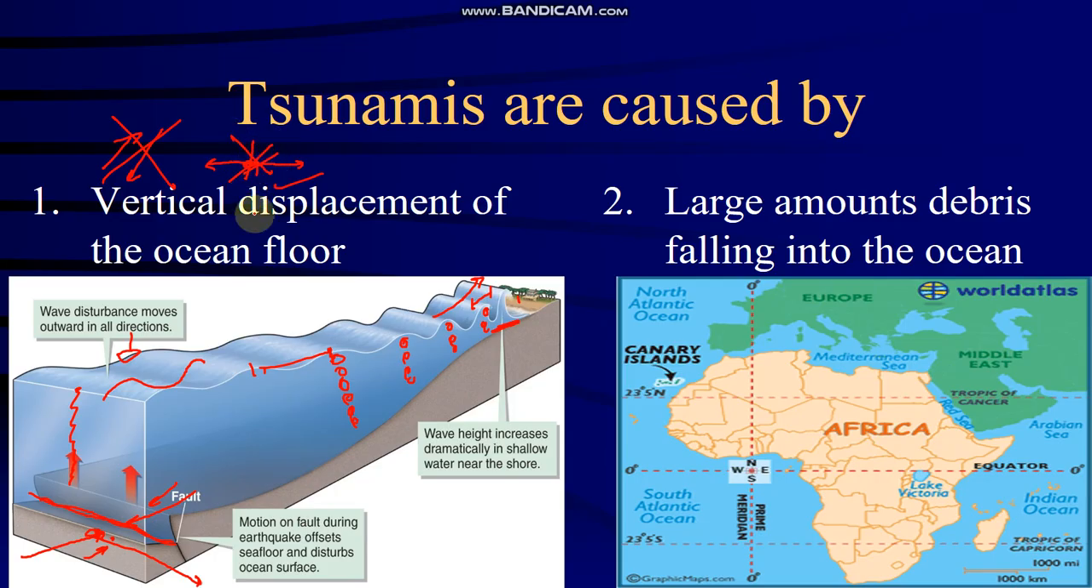Not very often. The most common way that a tsunami occurs because of an earthquake underneath an ocean is when you have a convergent plate boundary, and that allows for vertical displacement.